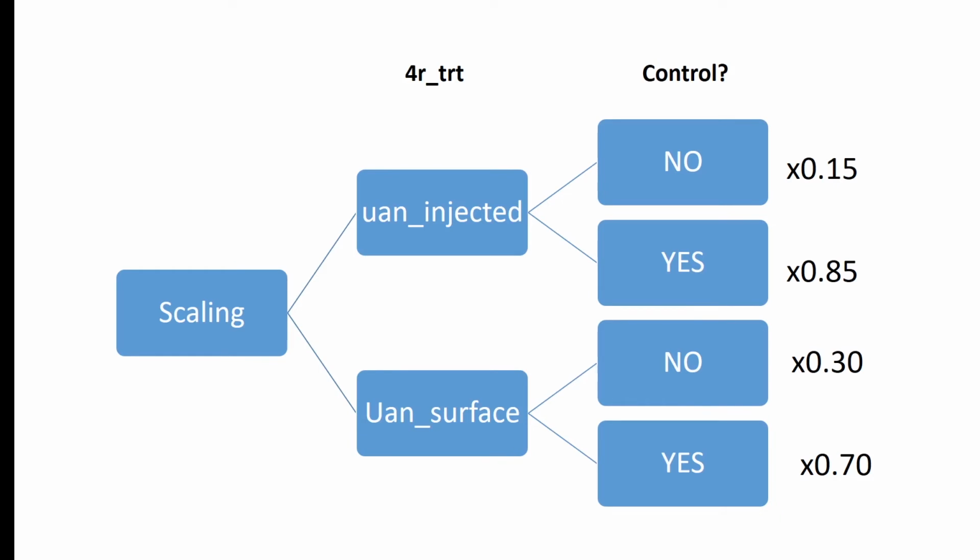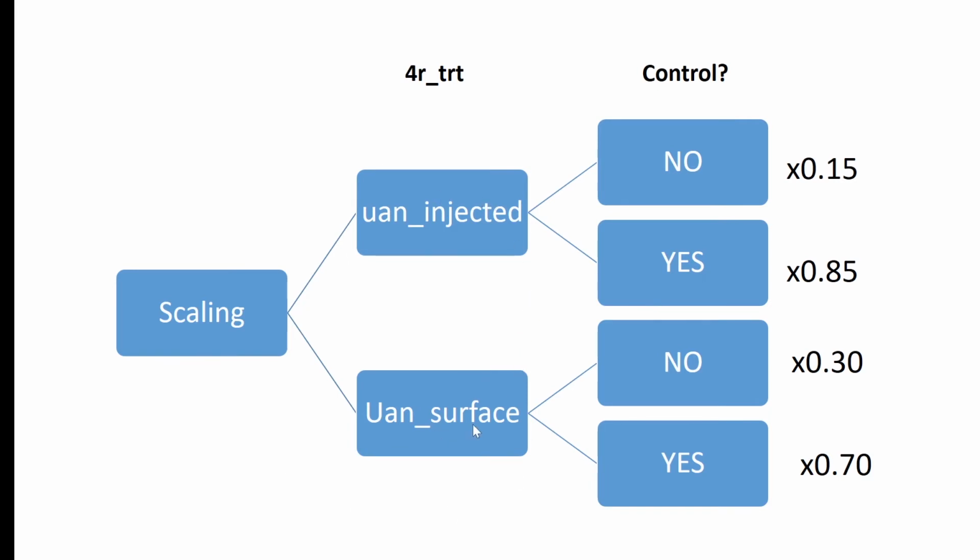All right, now let's focus on our nested if statement. I just want to give you the framework before we start running it out. We have one of 4 possible scaling values that we're going to multiply our emission factor by. First, we're going to ask our if statement to do one logical test, which is if we're in UAN injected or not, if we're part of UAN injected or UAN surface.